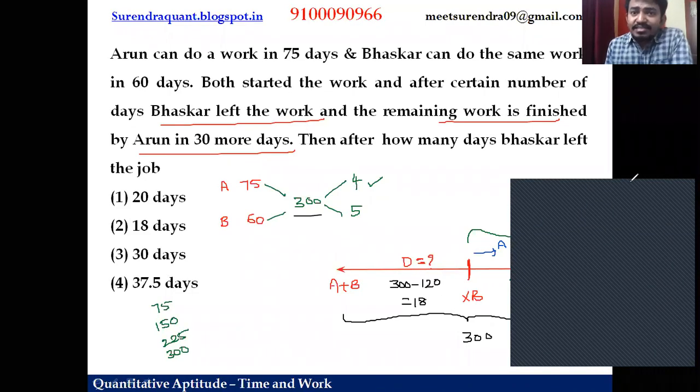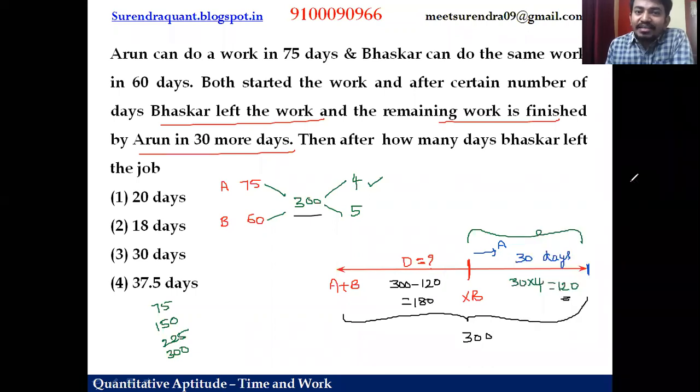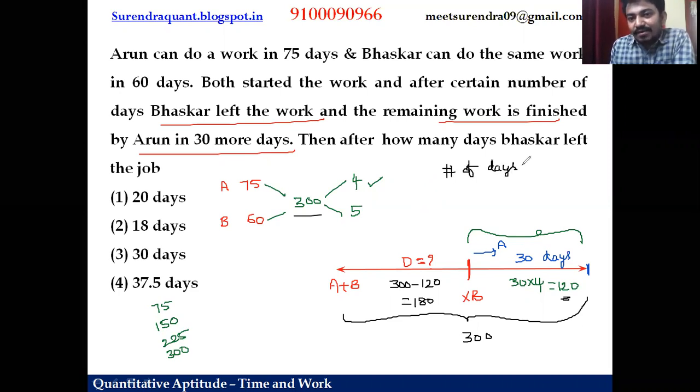Right? Now let us try to find out how many days are taken by A and B to finish this 180 units of work. The number of days taken by A and B to finish this work is total work by, what is the one day work of A and B? One day work of A and B, 4 plus 5, 9. So they take 20 days.